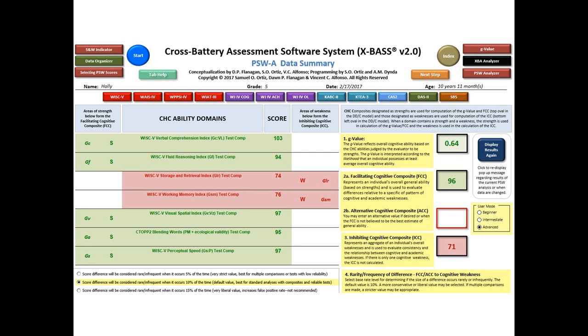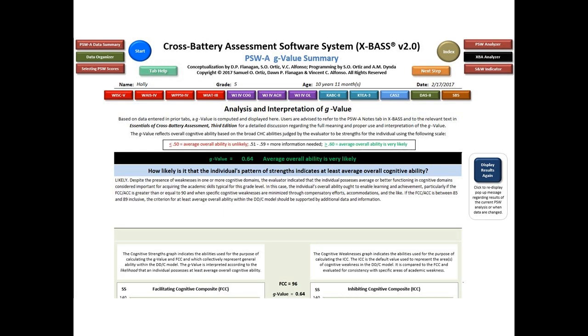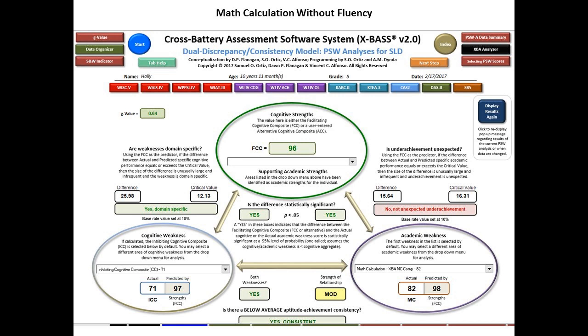Okay, so this is just a summary page. Then you click on G value, also a summary page. It tells you what the G value is. The G value basically answers the question, how likely is it that the individual's pattern of strengths indicates at least average overall cognitive ability, and then it answers that question. So again, just a summary page. And then you click on PSW analysis, and here's where your analysis is performed.